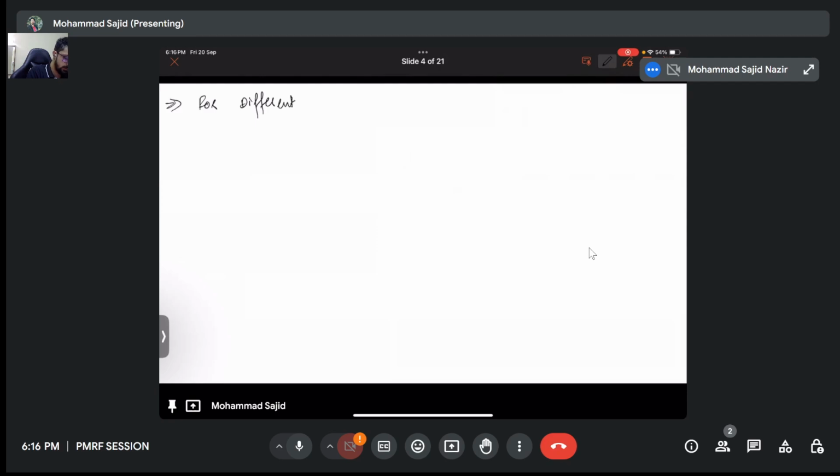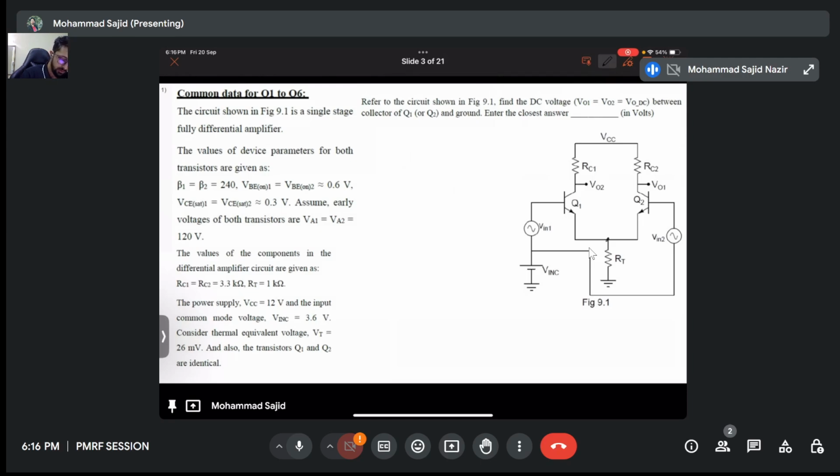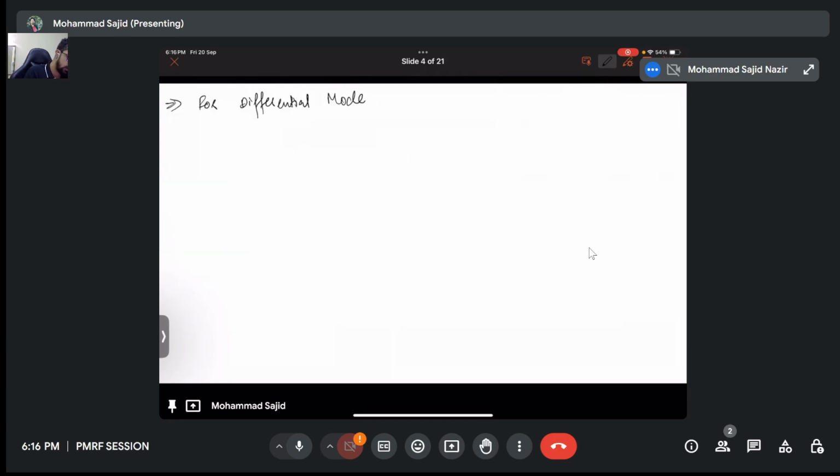But you may have known that for differential mode, if this is, let's say, Vt for differential mode, this Vt is grounded. You may have gone through the lectures and understood why Vt is grounded. If not, we can discuss it another time. So for this question though, we just need to find the DC voltage. So let me just show that.